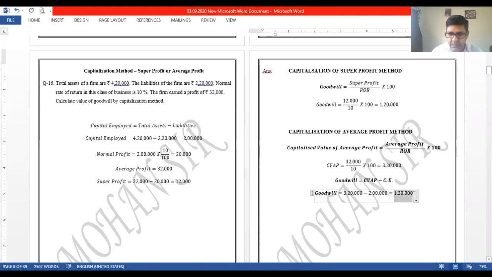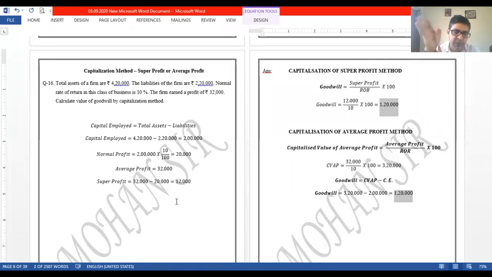So this is how the goodwill is calculated. Okay, you can see that this is 1,20,000 over here. And earlier also when we calculated with the help of the super profit method, it was 1,20,000. So under the capitalization method, whichever method is applied, the answer has to come the same, right? What all basic things are required under the super profit method? The first 4 steps you can see on the left hand side of the screen, right? And then it was very simple for the super profit method. To capitalize, it is super profit divided by the normal rate of return into 100.